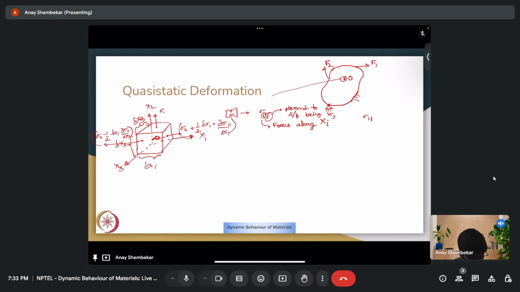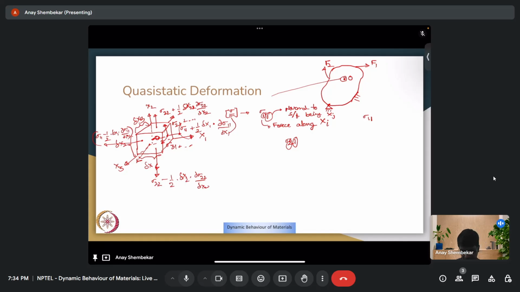Similarly, I can draw here sigma 2 2 plus half delta x2 dou sigma 2 2 by dou x2. At the bottom, you can similarly write sigma 2 2 minus half delta x2 dou sigma 2 2 by dou x2. Sigma 3 3 is inside and outside the plane, and then you have your shear components. So sigma 2 1 would be force along x2 and plane normal along x1, then sigma 3 1, plus those delta terms. So this is a very well-known stress cube diagram.